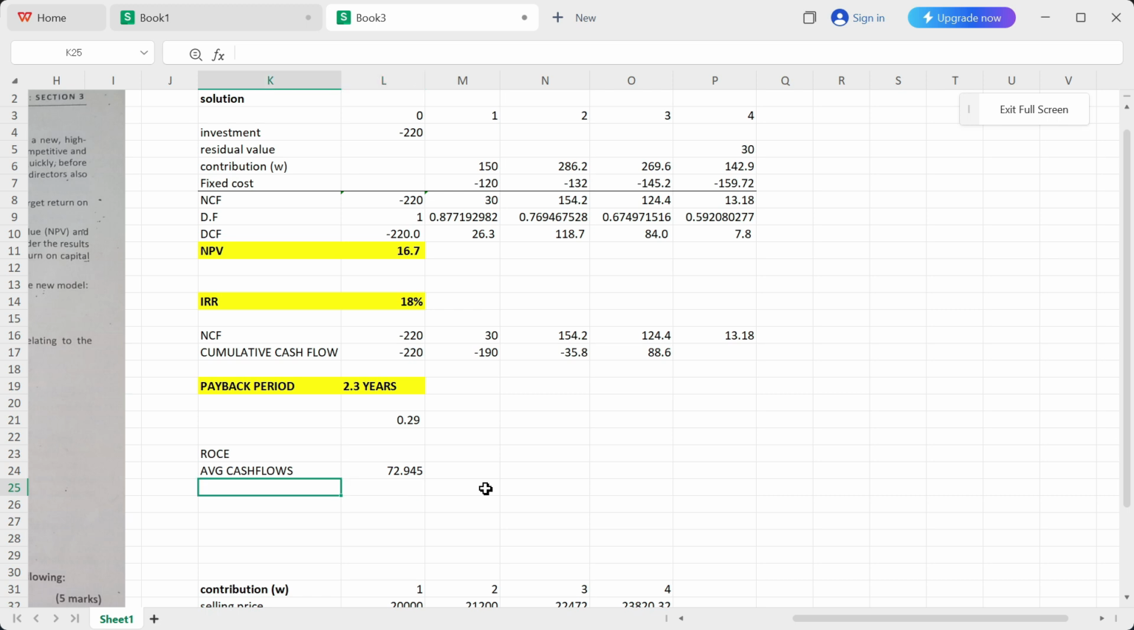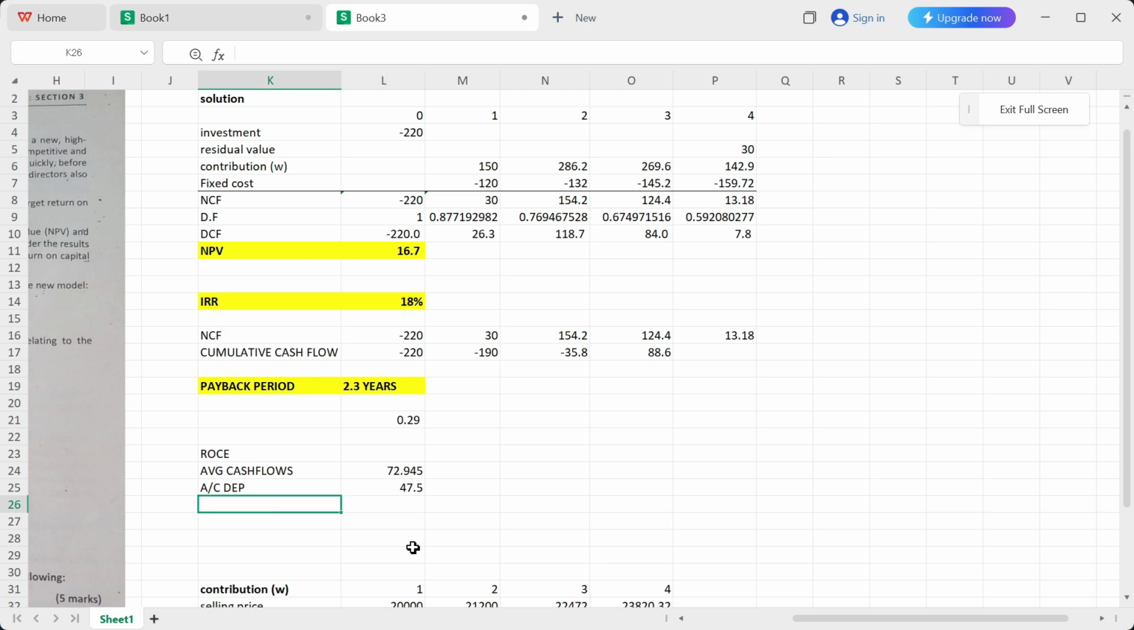And from average cash flow, what do we subtract? We subtract the accumulated depreciation. For that, there is a formula that we have been using for many years: you take your investment 220, subtract the residual value 30 from it, and divide it by the number of years, which is 4. In that way, you will have your accumulated depreciation, which is 47.5.